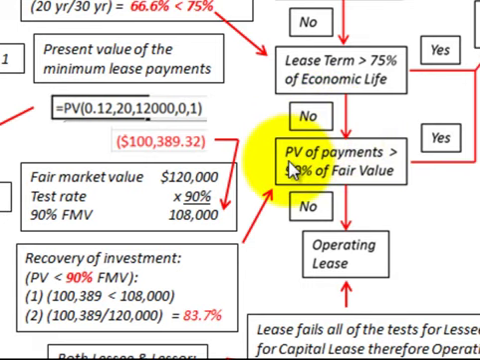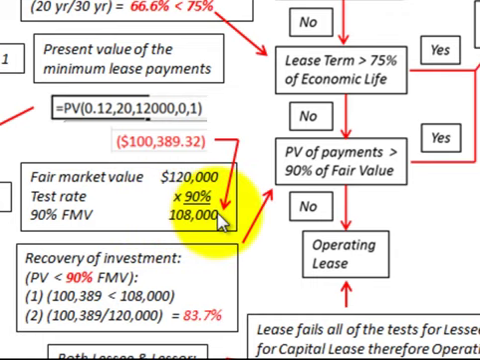That's the present value of those minimum lease payments. Are they greater than or equal to 90% of the fair market value? The first thing to do is calculate the present value of those minimum lease payments. We have the 12% incremental borrowing rate and we have 20 years on the lease. Payments are $12,000. We discount those back using the incremental borrowing rate of 12% and the 20-year lease, and the present value of those minimum lease payments is $100,389.